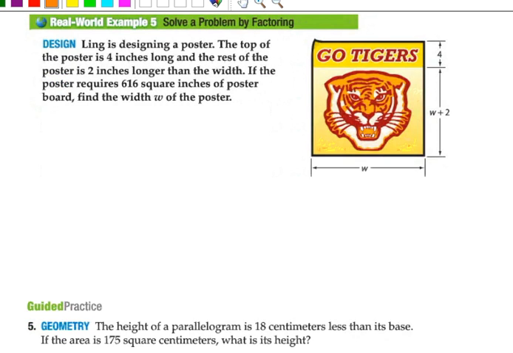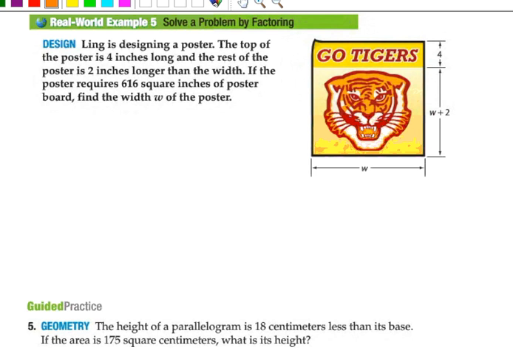Okay, and here comes the story problem. It says that Ling is designing a poster. The top of the poster is 4 inches long, which they show right here, and the rest of the poster is 2 inches longer than the width. So here's the rest of the poster, and this is the length. Here's our width, so we know this piece right here is W plus 2, the width plus that 2. If the poster requires 616 square inches of poster board, we're supposed to find the width W of the poster.